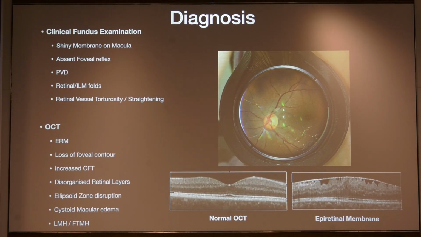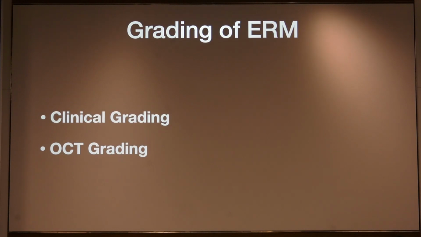Diagnosis is basically a combination of a clinical examination and one investigation, which is the OCT. On examination, you can see a shiny reflex, a shiny membrane on the macula, absence of foveal reflex, a PVD can be present, retinal folds, ILM folds can be seen, and retinal vessel tortuosity or straightening can be seen. OCT is the gold standard investigation, and it shows the ERM as it is. It can further show various different features, which I'll come to later.